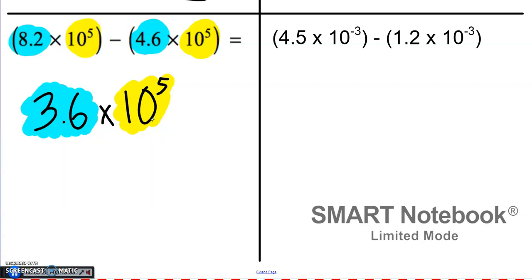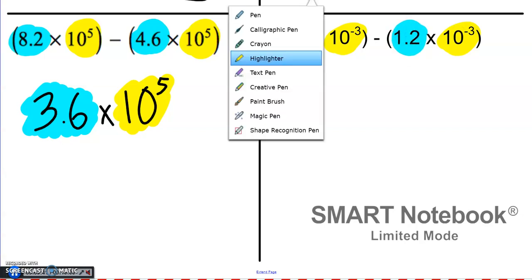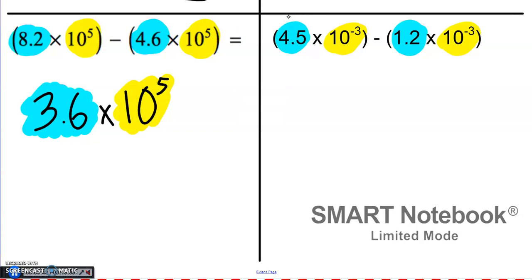We have 4.5 times 10 to the negative third minus 1.2 times 10 to the negative third. So we want to see, are our powers of 10 the same? Yes, they are. That's super duper. Now we're just going to do 4.5 minus 1.2. So we do 4.5 minus 1.2.